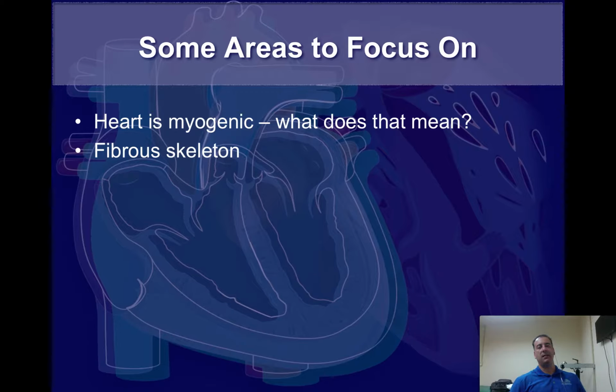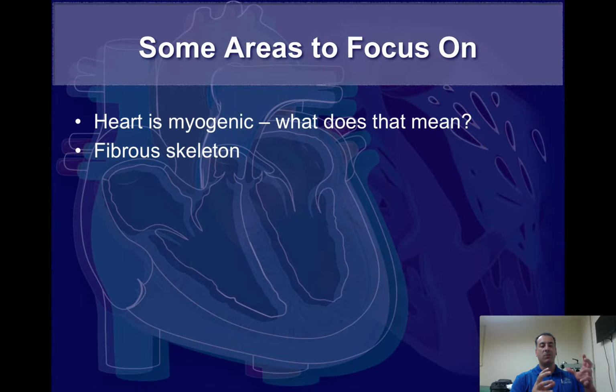Fibroskeleton. It should be in the textbook because the fibroskeleton is one of the most important parts of the heart itself. You take the heart and strip away all the muscles, all the little other tiny structures like your heartstrings and your papillary muscles. You're left with this fibrous skeleton. The fibrous skeleton is very important.